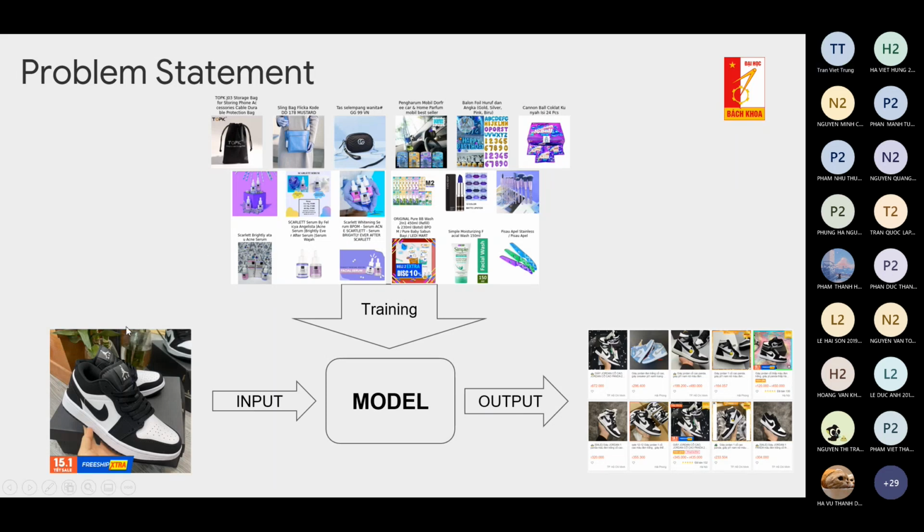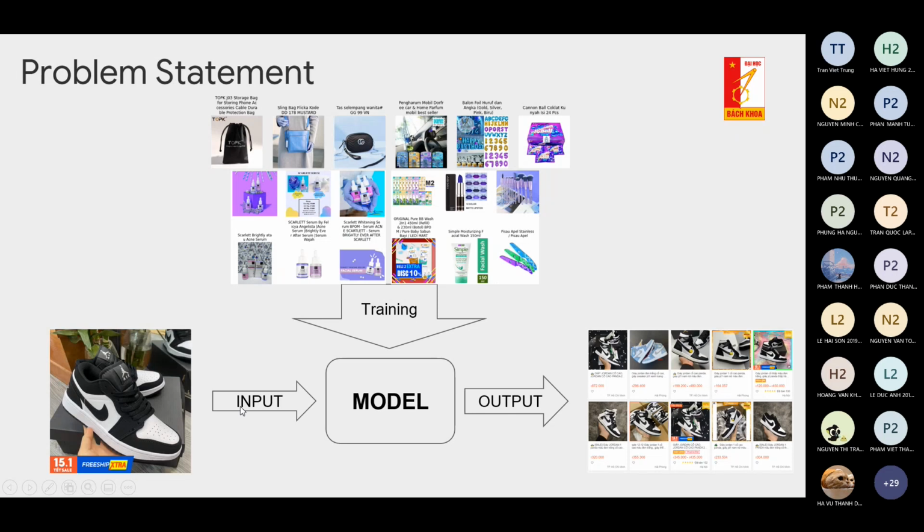For example, if we input an image of shoes, Jordan shoes here, it will tell us that the image is Jordan shoes, and give us the other members of the class, like those results, which are also Jordan shoes, the same as the input, and that is what we are going to solve.